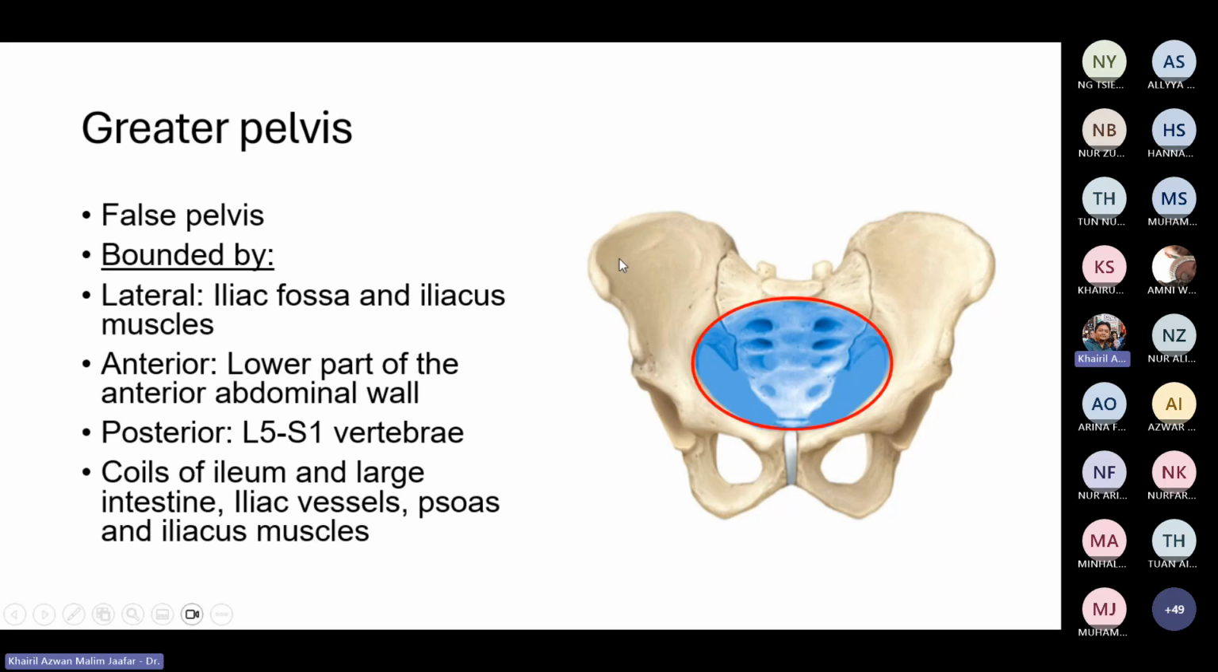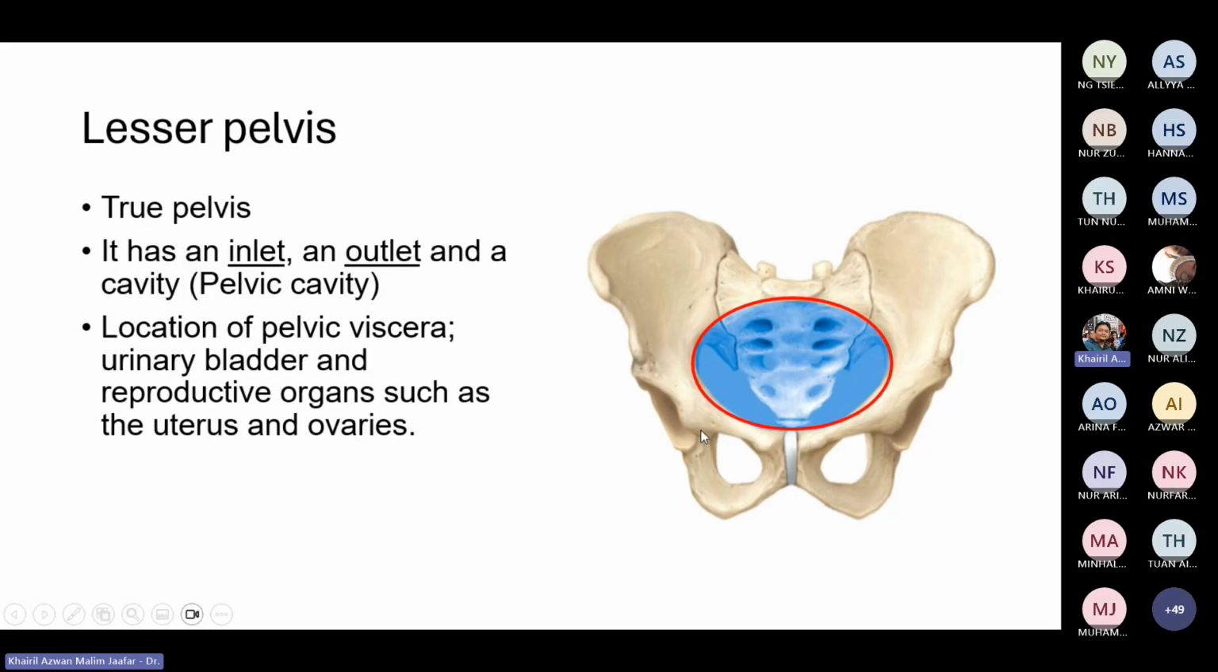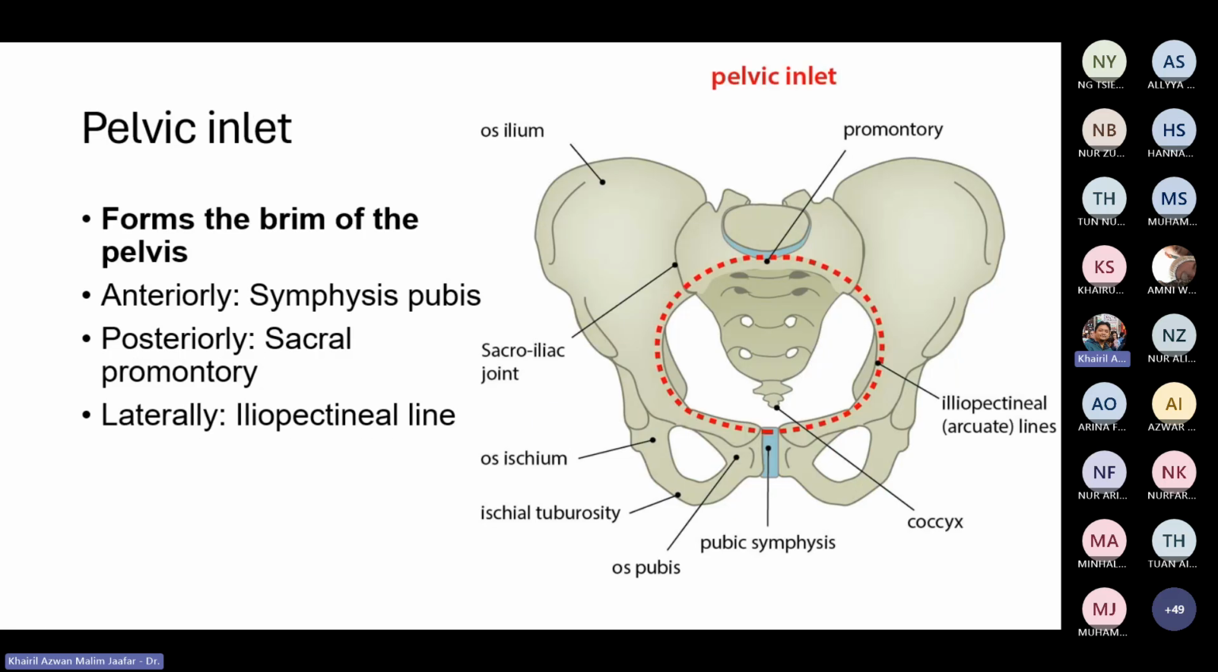So false pelvis or greater pelvis is bounded by the iliac fossa, iliacus muscle, and anteriorly by the abdominal wall. The contents are coils of ileum and large intestine, psoas and iliacus muscle. Lesser pelvis is inside this blue area. It has an inlet, this red line, then we have the pelvic cavity inside and also a pelvic outlet. Inside this there is the urinary bladder and reproductive organs such as uterus, ovary, and also the prostate gland, seminal vesicle, and all that. So you have to know the difference between greater or false pelvis and true pelvis. The border is the pelvic inlet or pelvic brim, and also the contents of the greater pelvis and lesser pelvis.